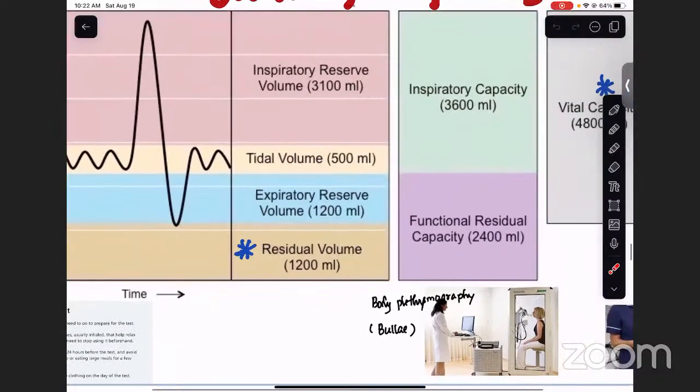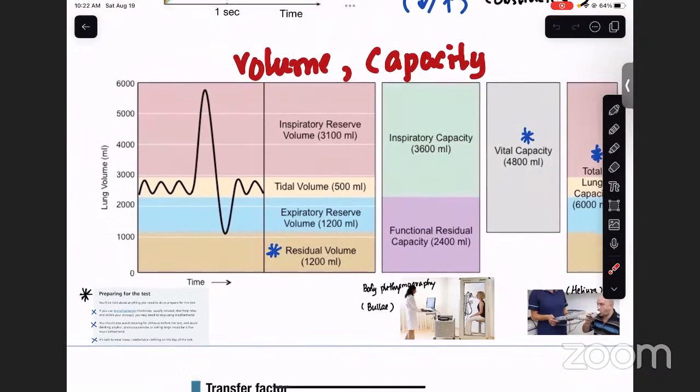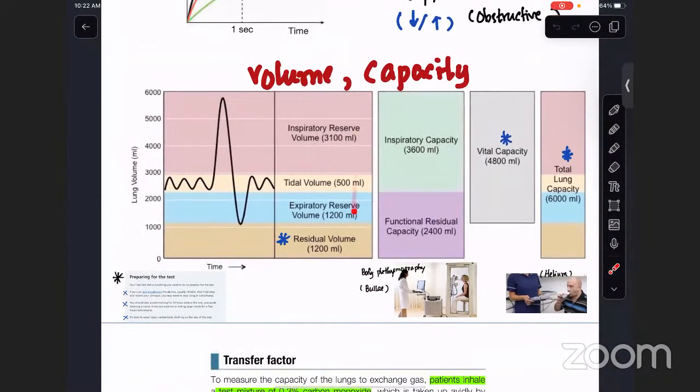Okay, these are our volumes, and a capacity is a combination of volumes. If we combine tidal volume with inspiratory reserve volume, we get inspiratory capacity. If we combine expiratory reserve volume with residual volume, we get functional residual capacity. If we combine these 3 volumes, we get vital capacity. And if we combine all 4 volumes, we get total lung capacity. These are the volumes and capacities we need to note theoretically.